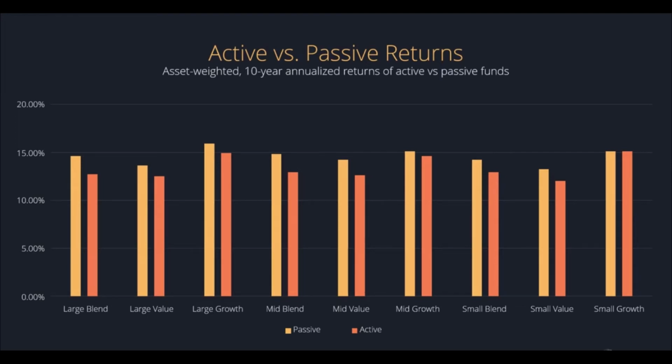And then you have blend, which is a combination of a value and a growth stock. Imagine it like a spectrum. You have the left, which would be growth stocks. You have the right, which would be value stocks.